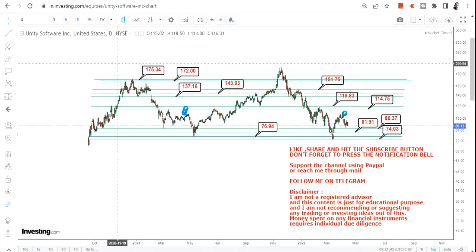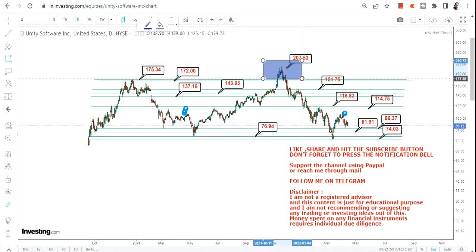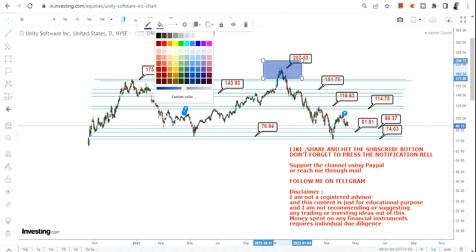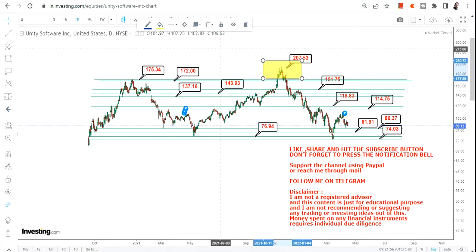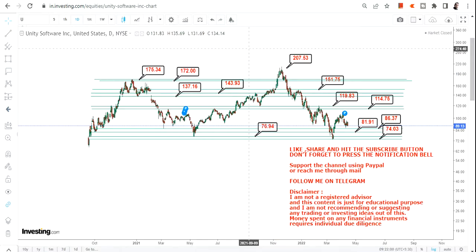Now beyond 175, obviously the stock has already tested $200, but right now this is an expansion that has happened, so we are not considering it. If the stock moves above $176, then obviously the next target will be 207. But right now what we have here is $74 on the downside and 175 on the upside.